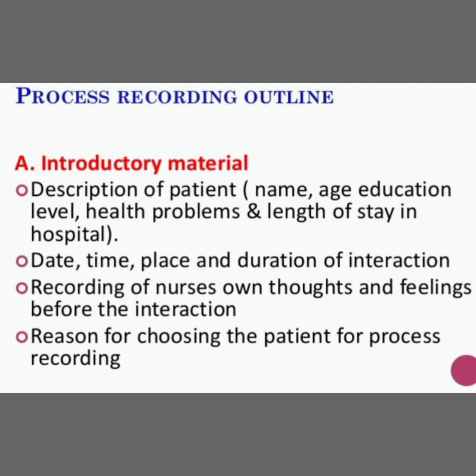And then next you can write the date, time, place and duration of interaction. So what is the date of your interaction, at which time you are conducting the process recording, the place where you are conducting the process recording, and for how much time period. Usually it will be 30 minutes to 45 minutes maximum. So you will record all that: time, place, date and duration.